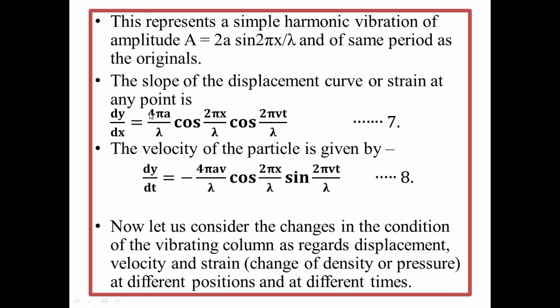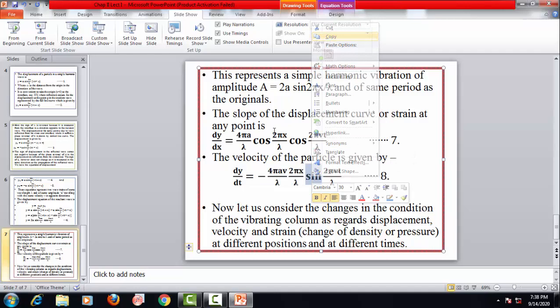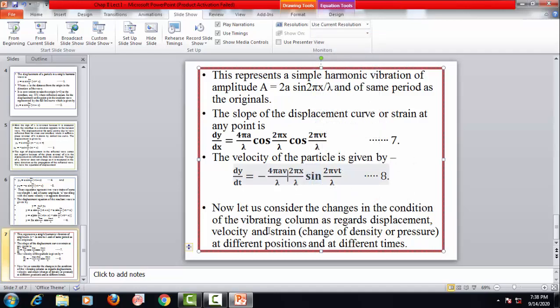The velocity of the particle is given by dy by dt, while the slope of the displacement curve means the strain in the medium. So dy by dt, the velocity of the particle, is minus 4 pi A V by lambda cos (twice pi x by lambda) into sin (twice pi Vt by lambda). Let us correct this equation: the cos (twice pi x by lambda) term is constant because we differentiate with respect to t, giving sin (twice pi Vt by lambda).